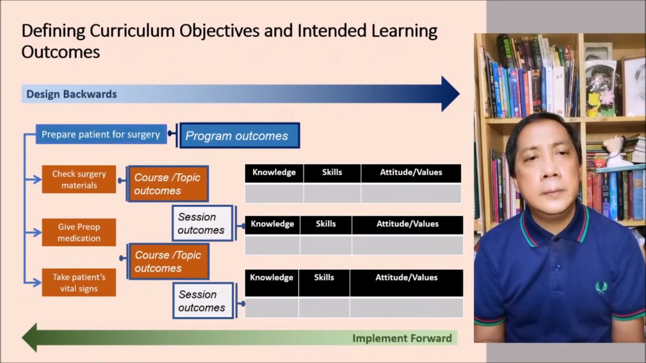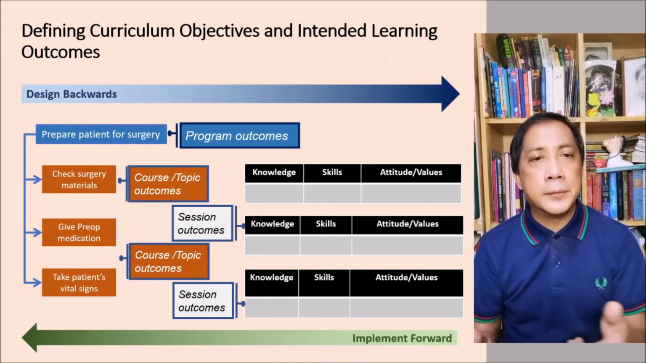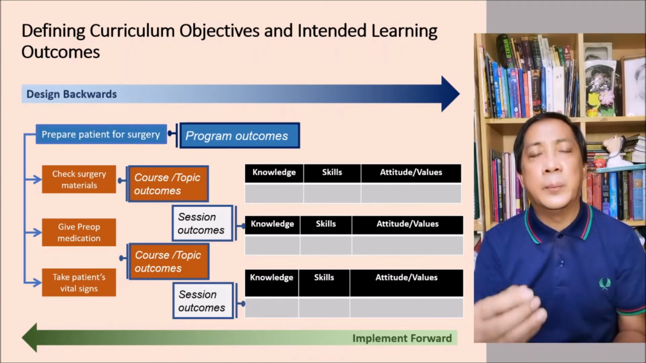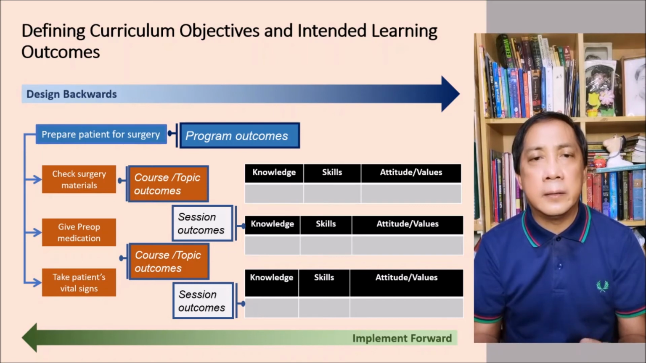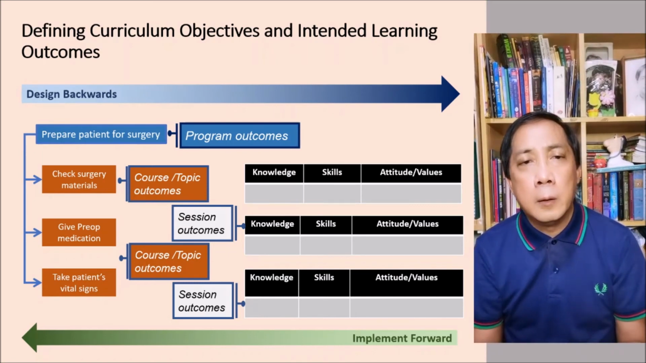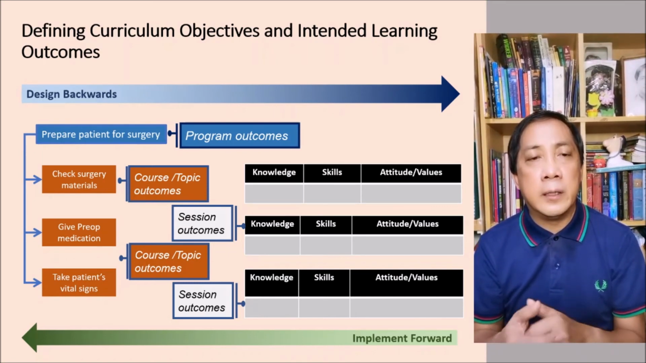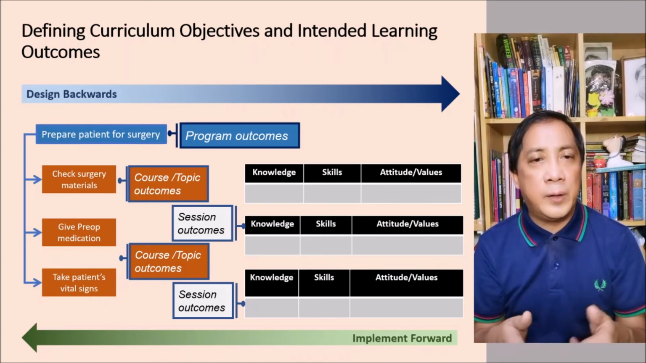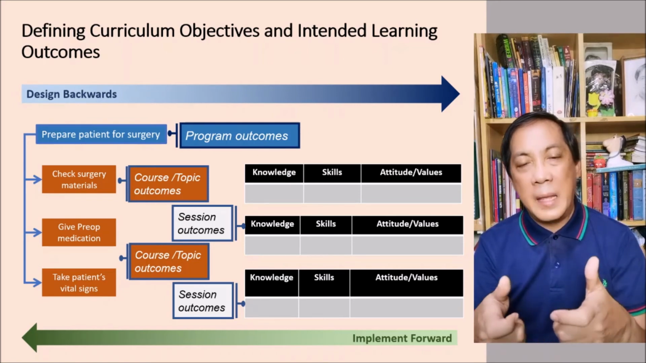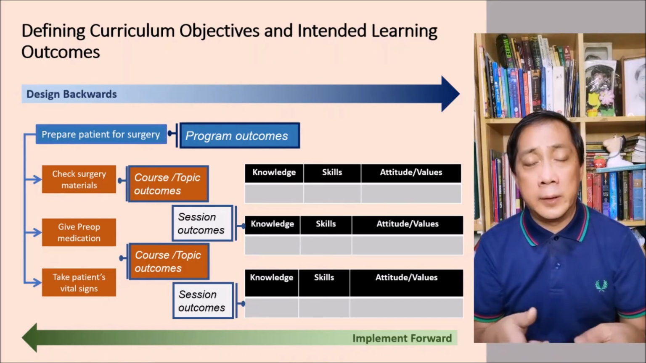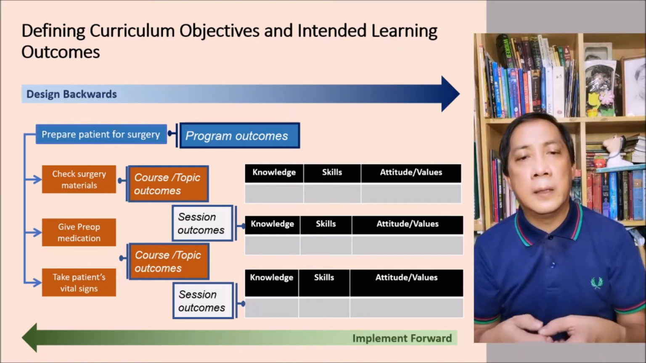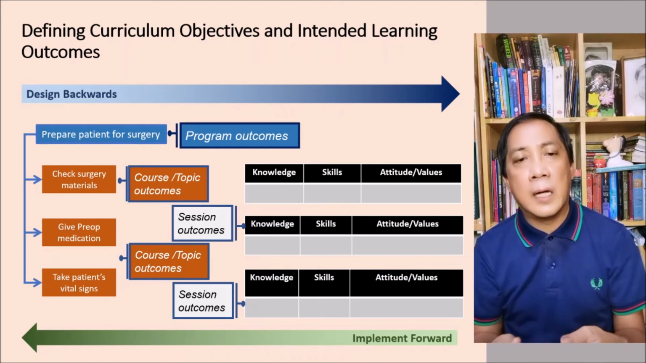So, as I illustrated here, to prepare patient for surgery will be your program outcome. Of course, you can slide it downwards or backwards, depending on what level of training you are doing it. So your check surgery materials and give pre-op may be your course outcomes, depending on how you organize your course. And the knowledge and skills that you will have to give to your students, or help develop among your students, will be your session outcomes.